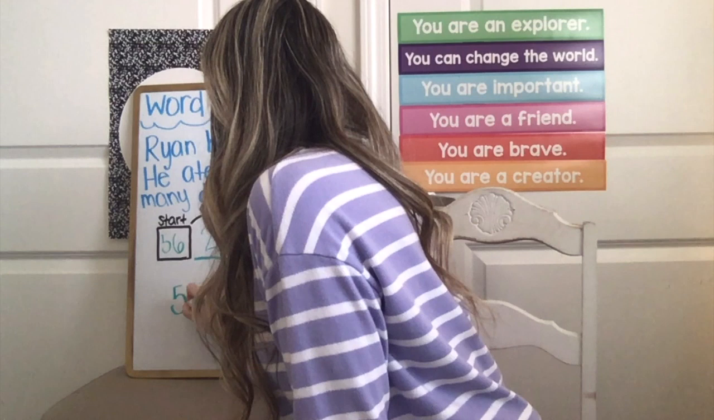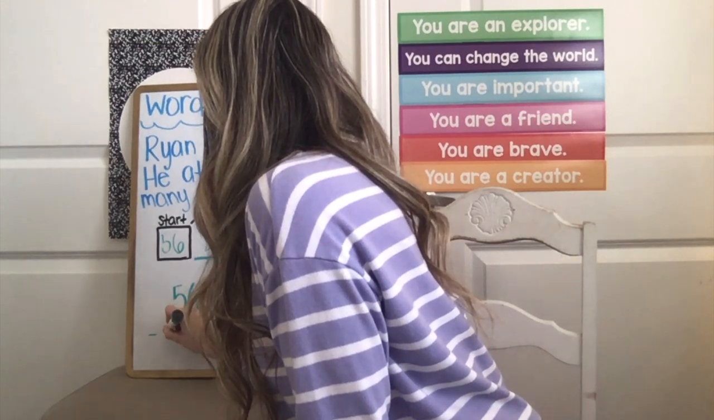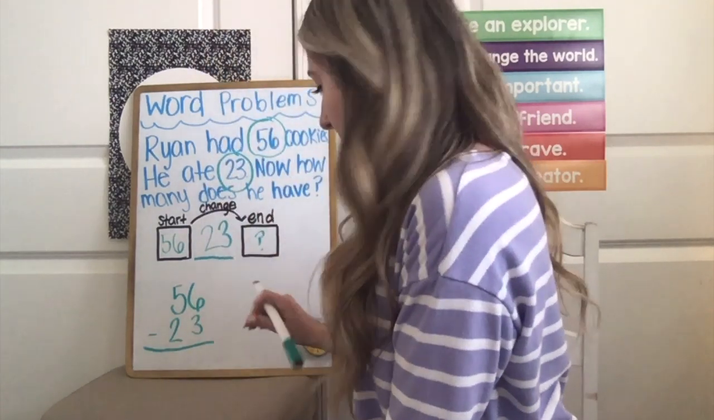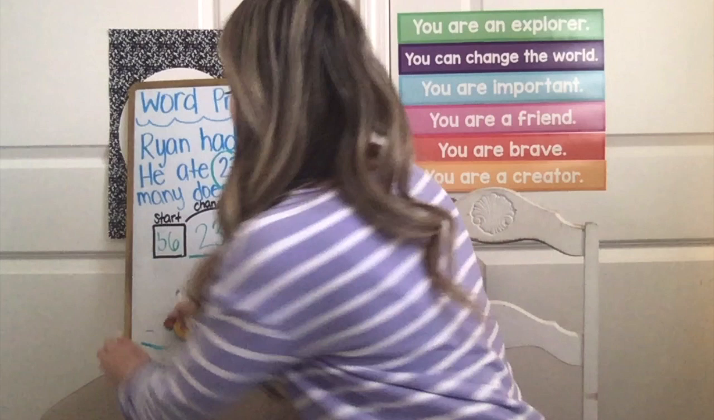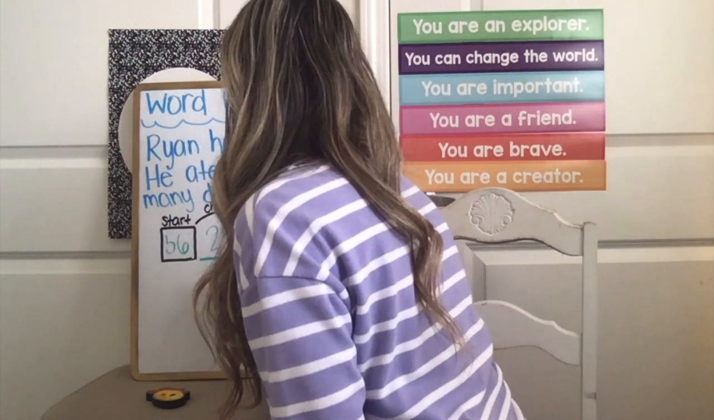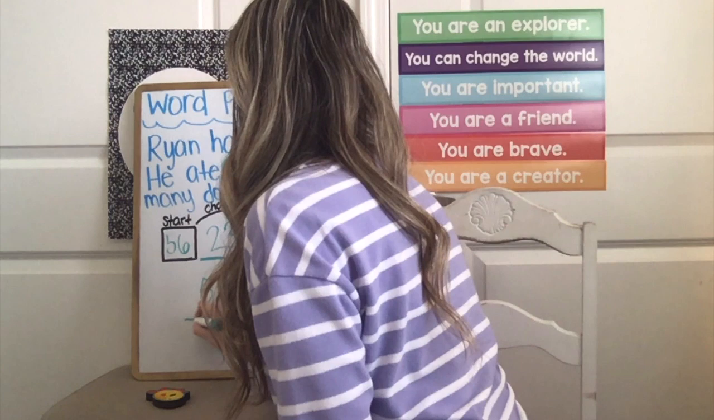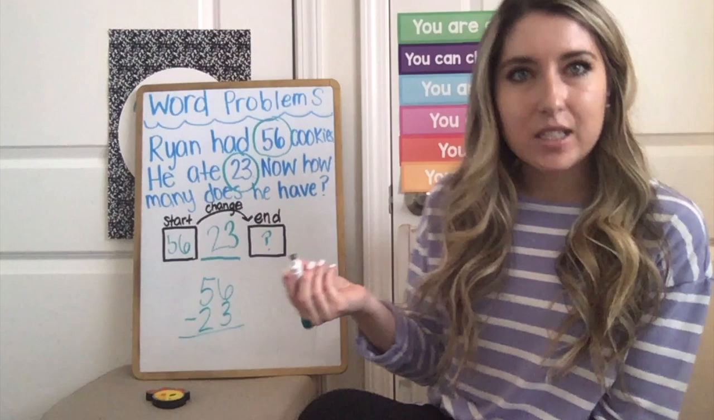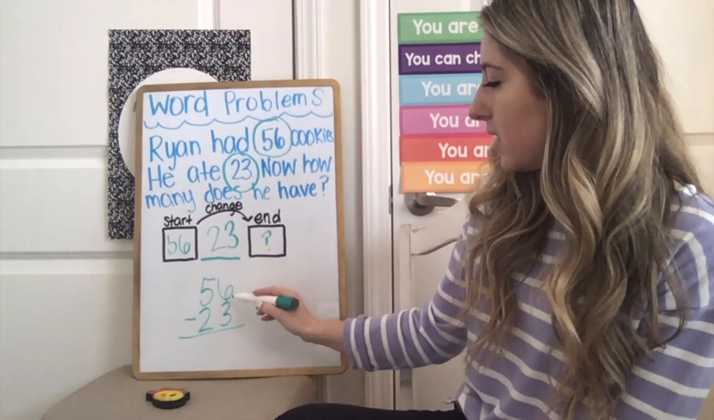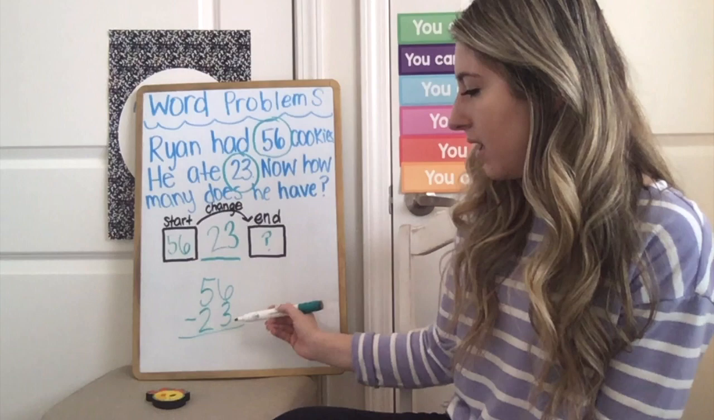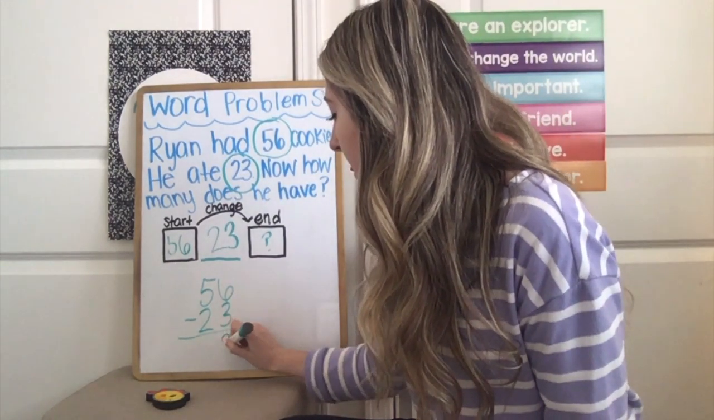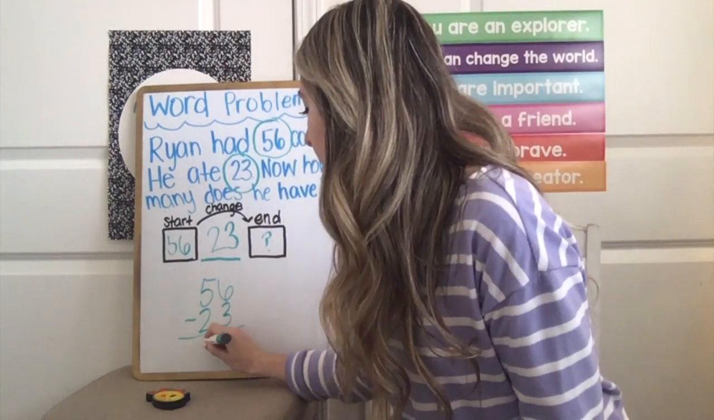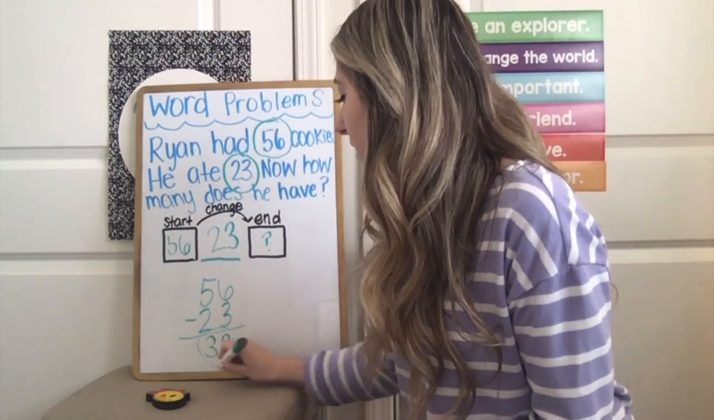56 minus 23. I'm just going to move this up a little bit. So if I'm looking, it doesn't look like I need to regroup, so I'm going to start in my ones. 6 minus 3 is 3. And 5 minus 2 is 3. So my answer is 33.